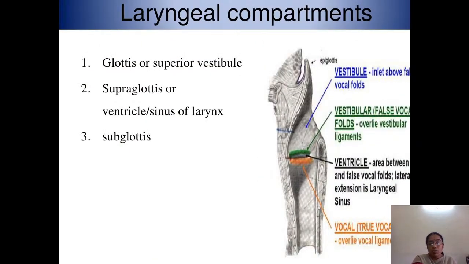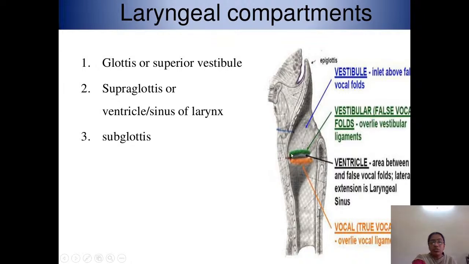Now this is the external feature; when you are seeing the interior of the larynx, what does it consist of? We can see the vocal folds. These are your vocal and vestibular folds, which divide the whole of the larynx into parts. Above the vestibular fold is the inlet, or above the vocal folds. This is called the superior vestibule.